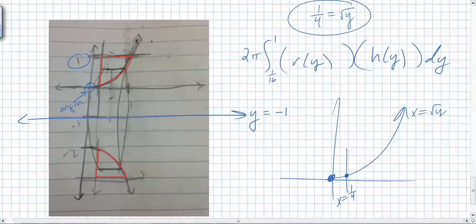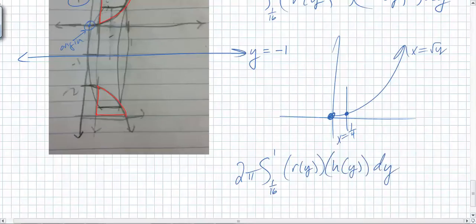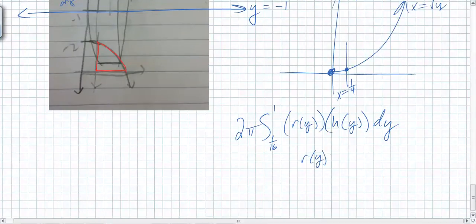Yeah, because we squared it. You solve for y. What do you do to both sides? You square both sides. So we now know we're going, just to reiterate, we have 2 pi from 1/16 to 1 of the radius in terms of y times the height in terms of y. In this case, what's the radius going to be? What's r of y? What is it? The radius is going to be y what? It's going to be y plus 1 or y minus 1? It's going to be y plus 1 because you're not just going to the x-axis, you're going 1 further.